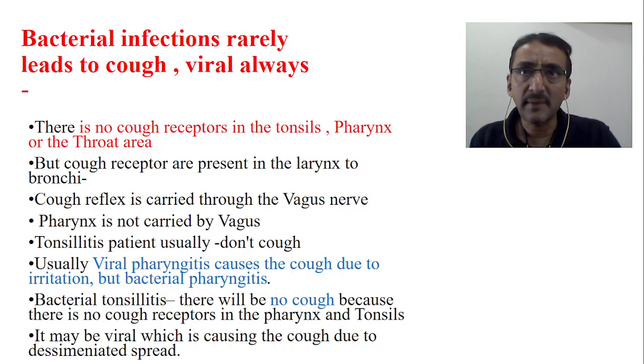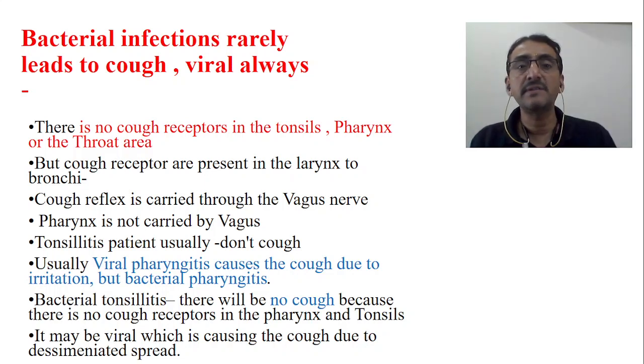It is because of the massive destruction of the mucous gland that we will have some irritation in the throat and it feels like cough. Actually, in the throat area, pharynx area and tonsillar area there are no cough receptors. So any bacterial infection occurring in these three areas will not cause much cough. But cough receptors are present in the larynx to bronchi. Starting from larynx to bronchi, the cough receptors are present majorly.